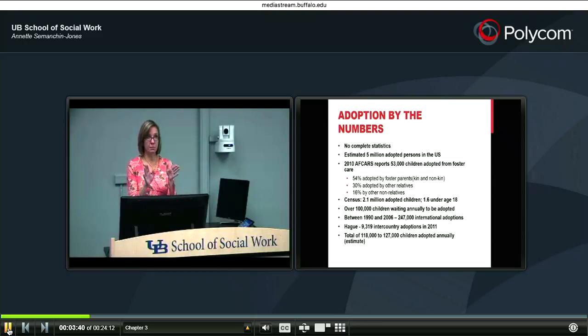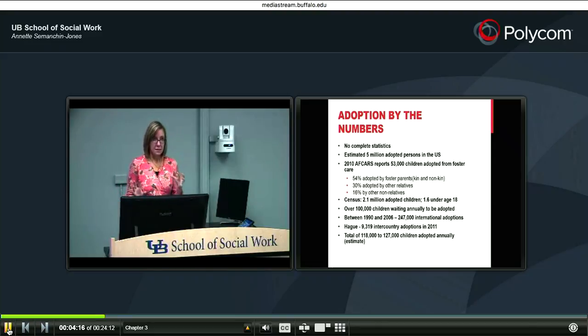To give an example, in 2010, 53,000 children were adopted from foster care. A little over half were adopted by their foster parents, so that might be kin or non-kin, as we've talked about in previous weeks. 30% were adopted by other relatives, so they were not their current foster parent, but they were adopted by another relative. And then 16% were adopted by other non-relatives, so they perhaps were in some type of out-of-home placement, but then a non-relative adoptive parent stepped up to adopt that child.